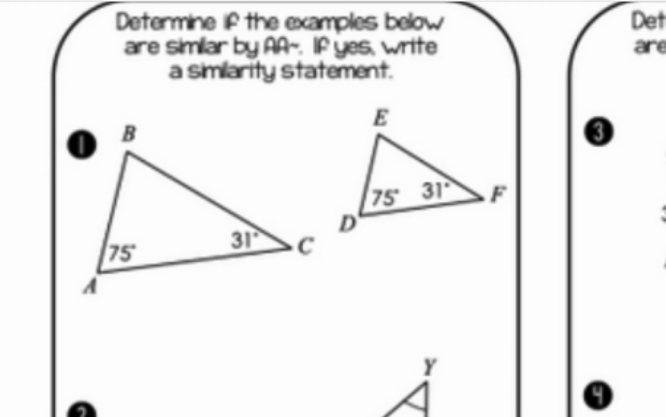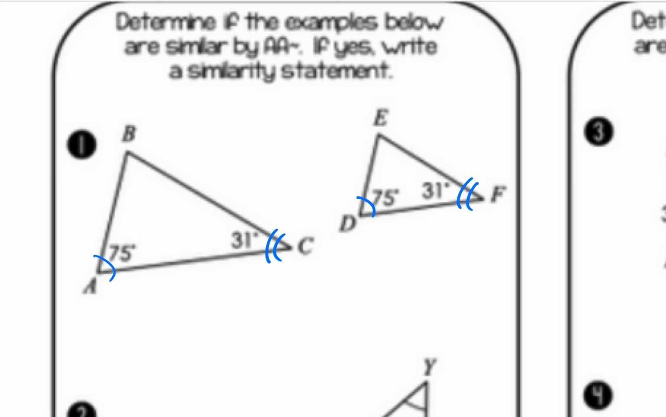I'm looking at angle A, and angle A measures 75 degrees. Angle D measures 75 degrees as well. So these two angles are congruent. I'm looking at angle C, and angle C measures 31 degrees. And angle F also measures 31 degrees. There is no other information that we know at this time.